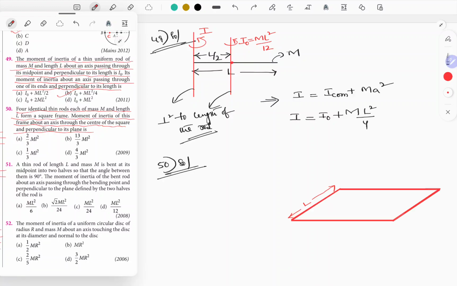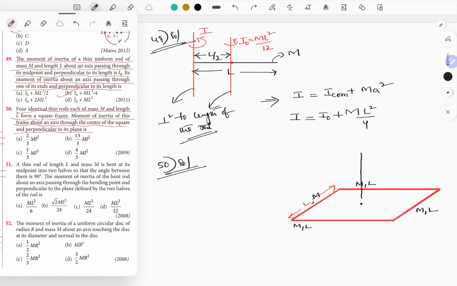Guys, observe this diagram. Whatever they have given, I represented in the form of a diagram like this. Four identical rods, each of mass capital M. The mass of each rod is M, length L. Now what are they asking? The moment of inertia of this frame about an axis through the center of the square. This is the center of the square, and this is where I need the moment of inertia.